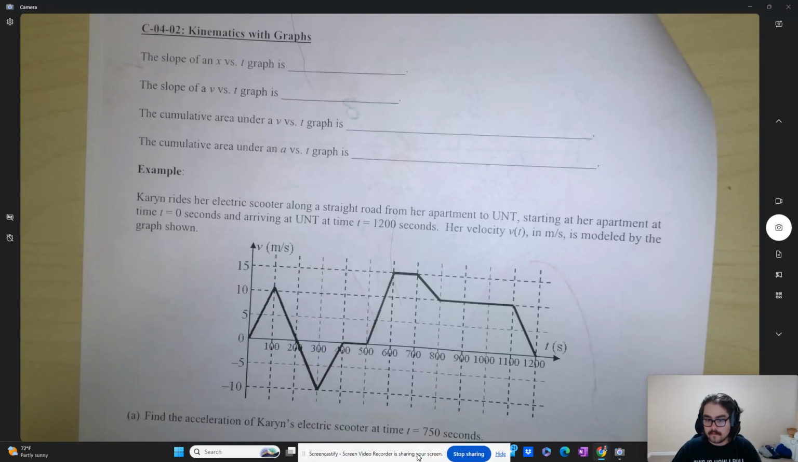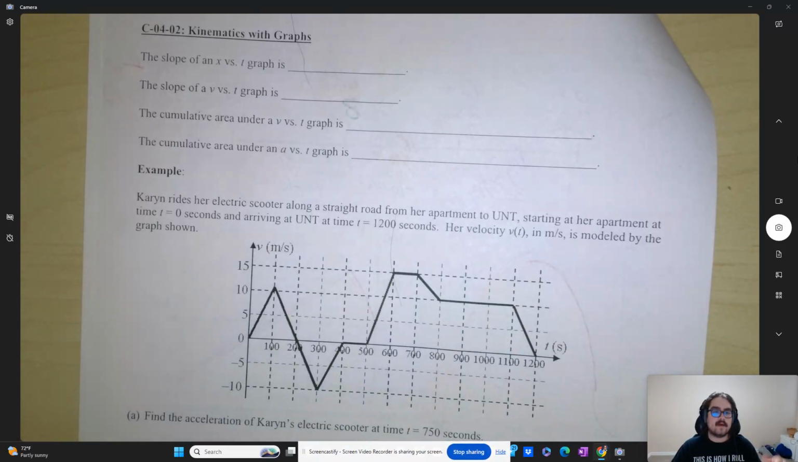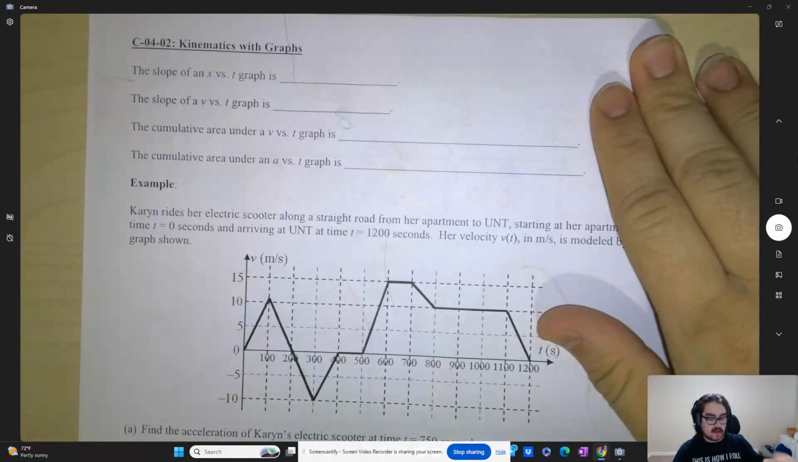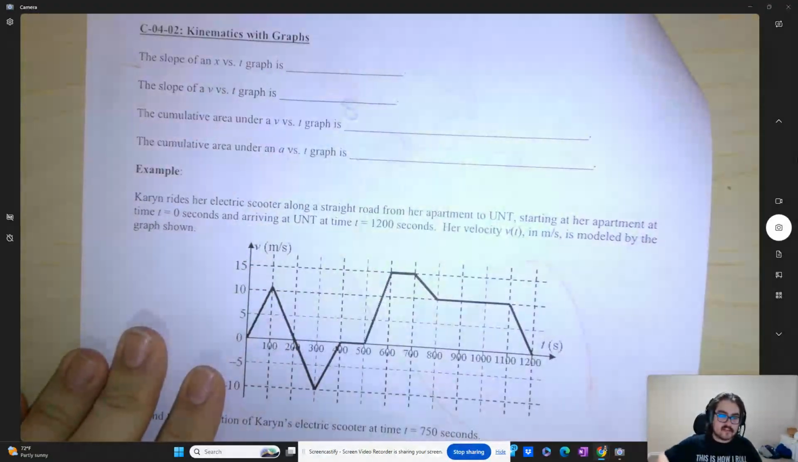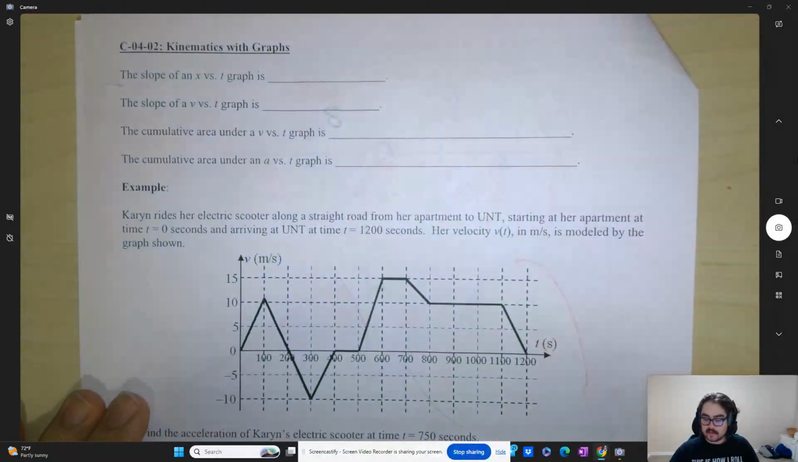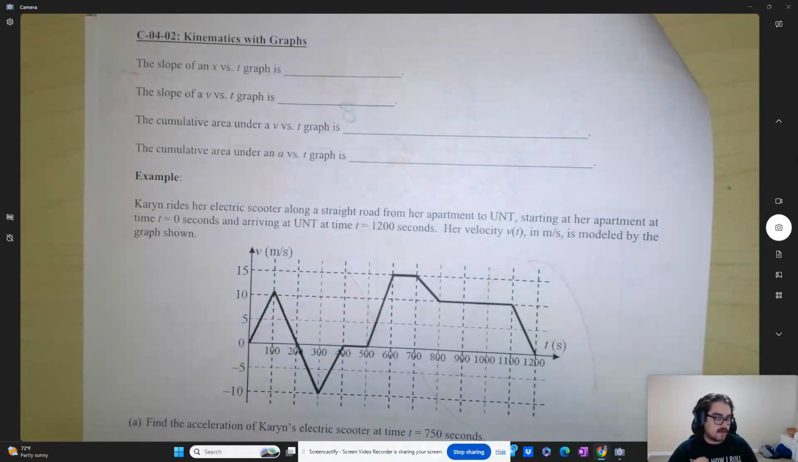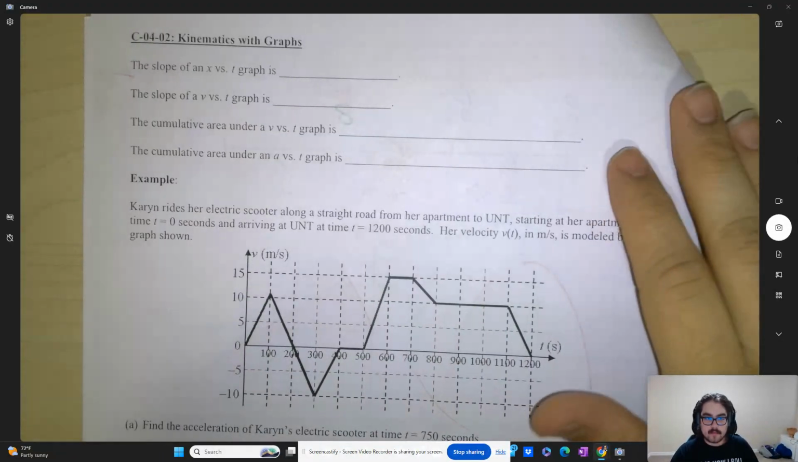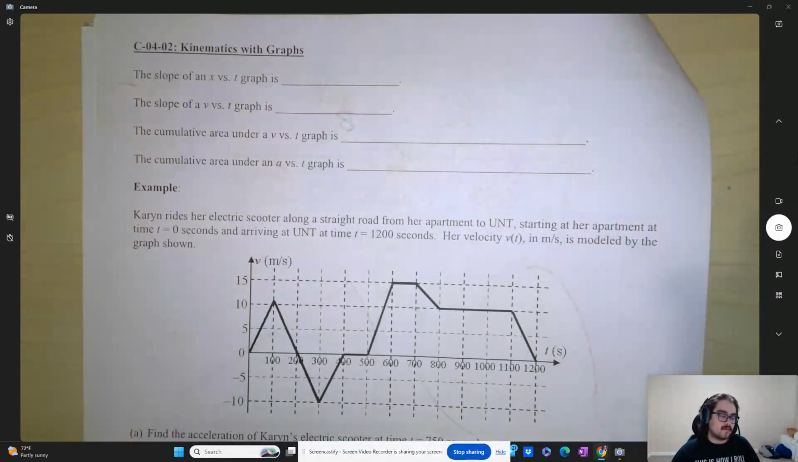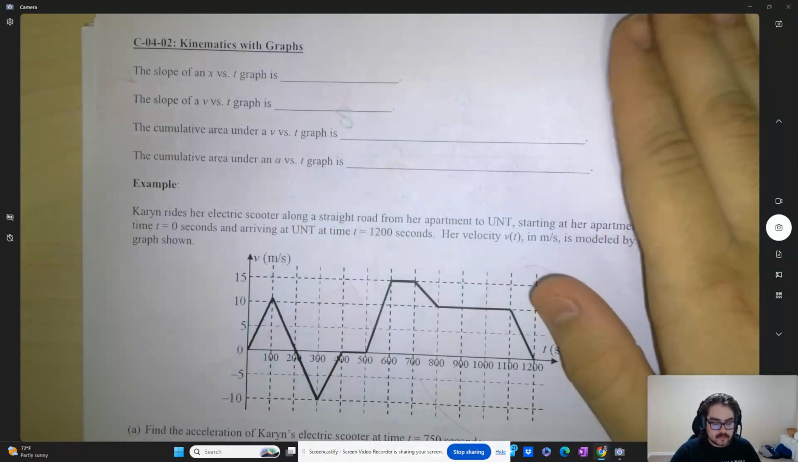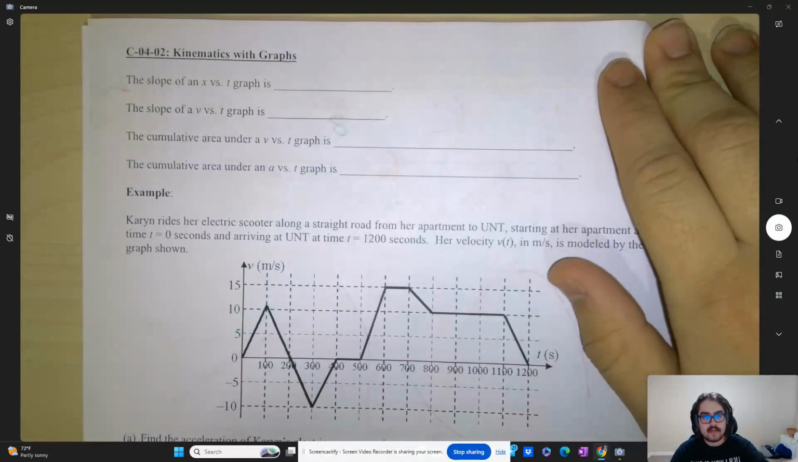All right. We're now in kinematics with graphs. How exciting. The phrase of the day today is digital footprint, because when I rewrote this example to be a little bit funny, I didn't think about my digital footprint. Okay, because the internet is forever, right?